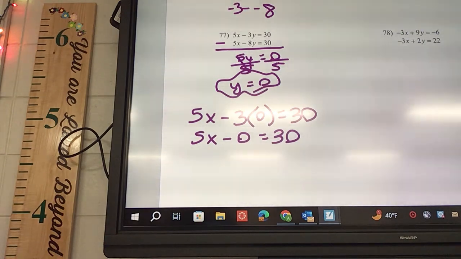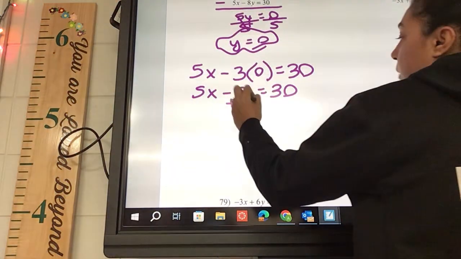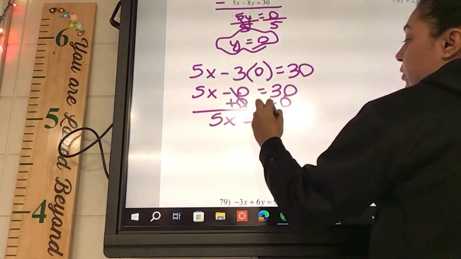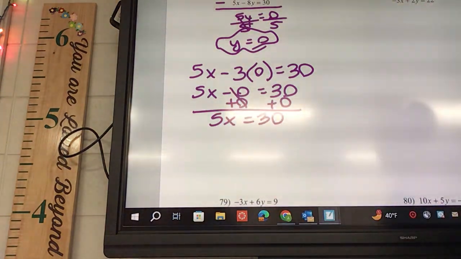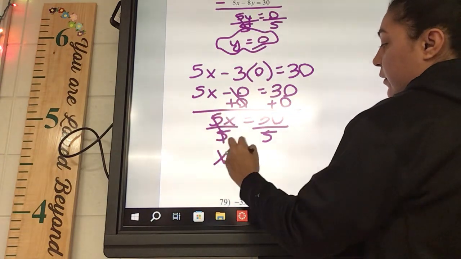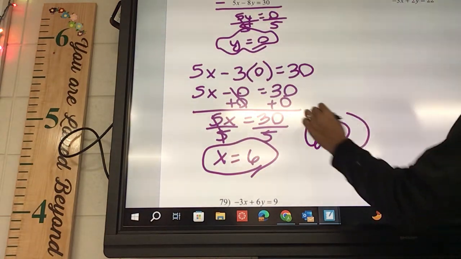Hopefully you do know that you can just stop here and divide it out, but I'm not going to because I know a lot of you guys don't. So you could say plus 0 on both sides and get 5x equals 30. Then we're going to divide by 5, so we get x equals 6. So my coordinate is going to be 6, 0.